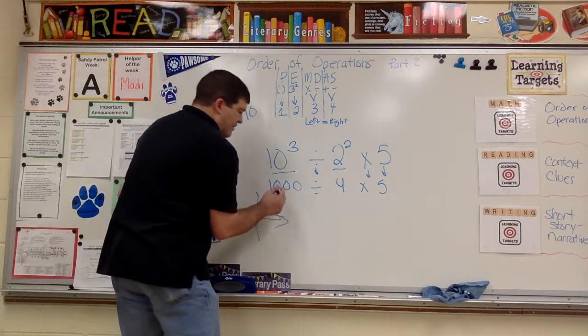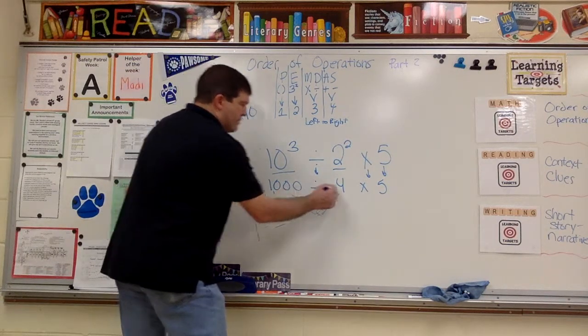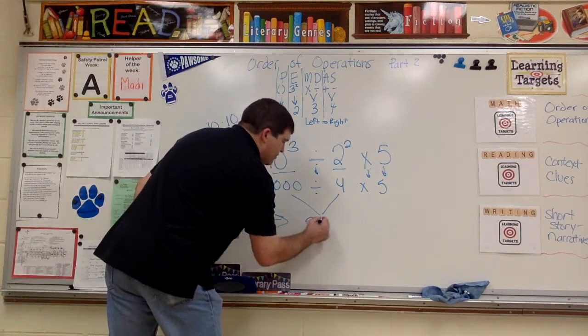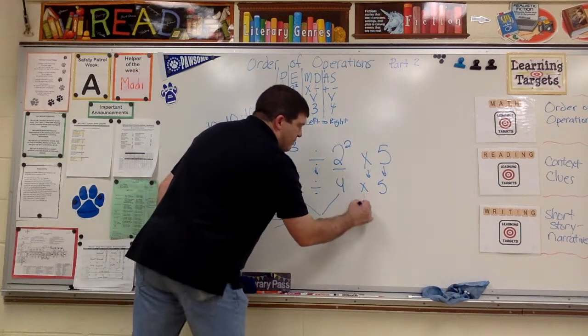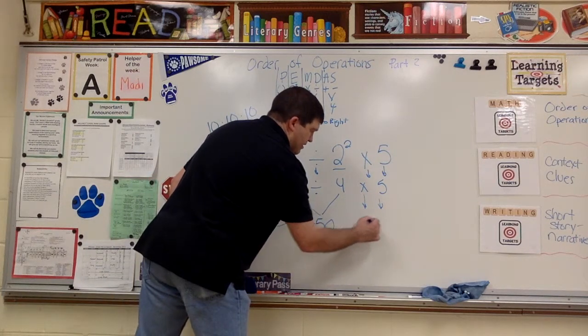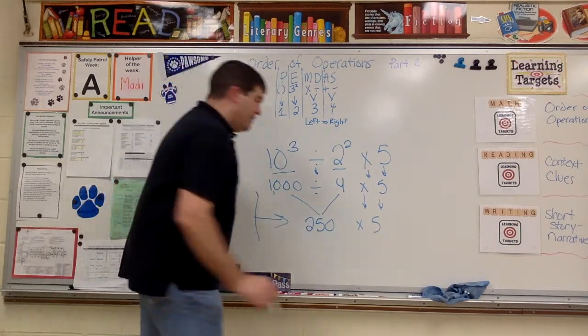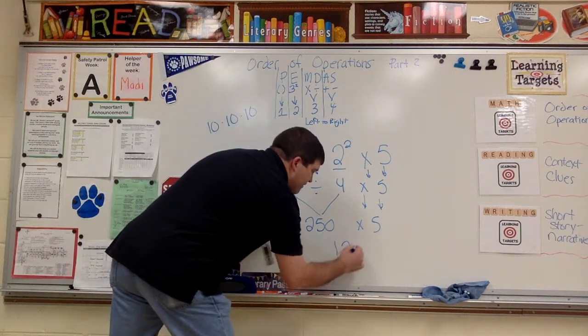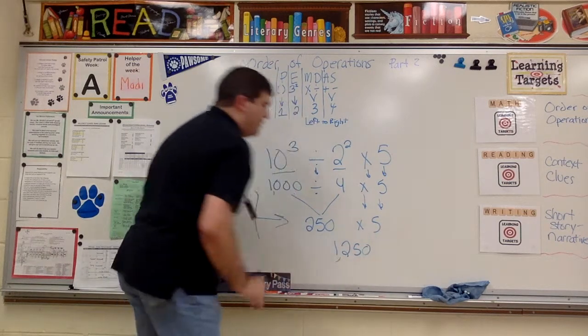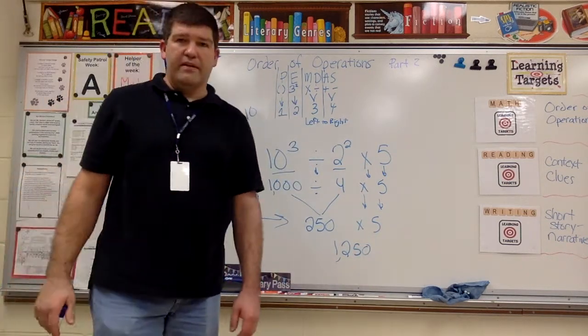So what I do is this. I do this first. 1,000 divided by 4 is 250, and then I bring these down. Times 5. 250 times 5 is a much different answer than 50. It's 1,250.